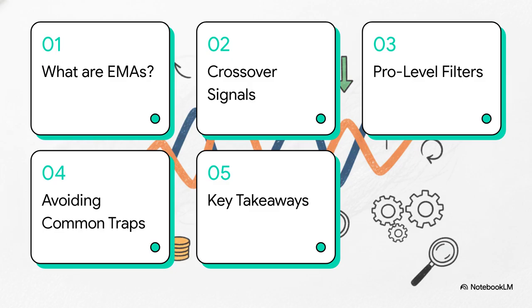So here's the game plan. We'll start with the basics. What are EMAs? Then we'll jump into the core mechanic, the crossover signals. After that, I'm going to show you the advanced filters that really separate the amateurs from the pros. And finally, we'll cover how to avoid the most common traps before we wrap it all up.